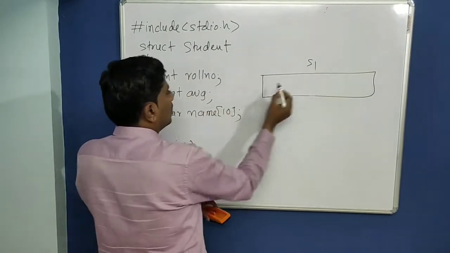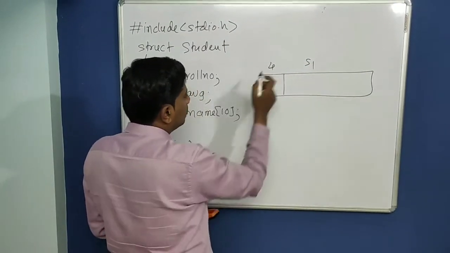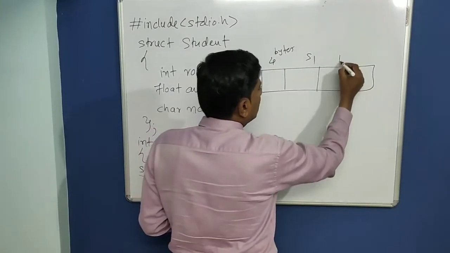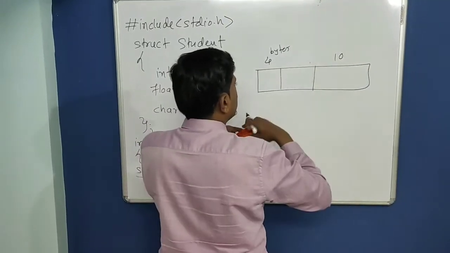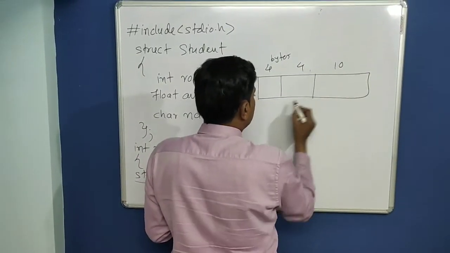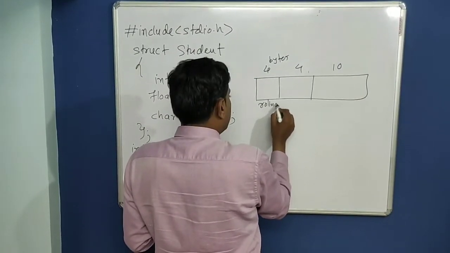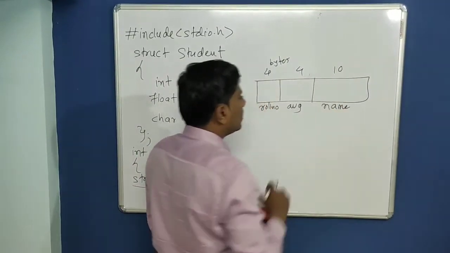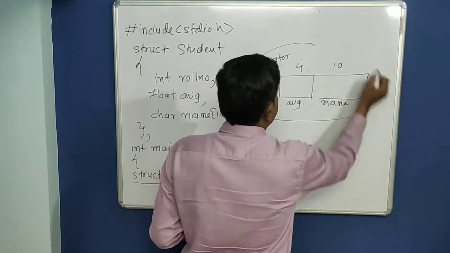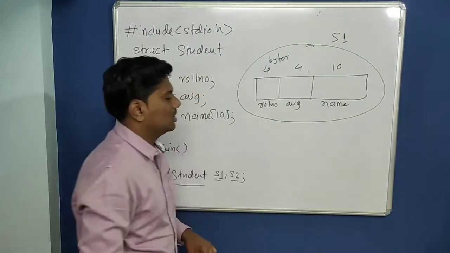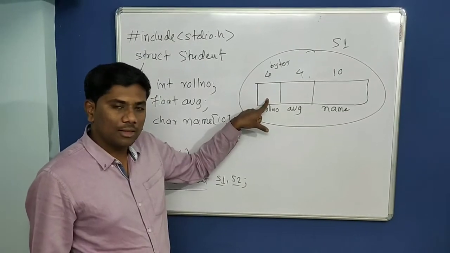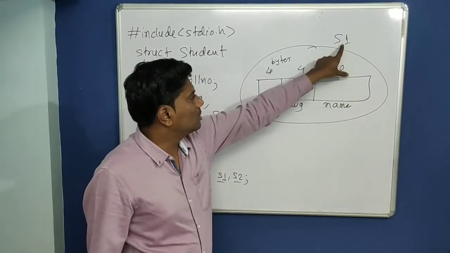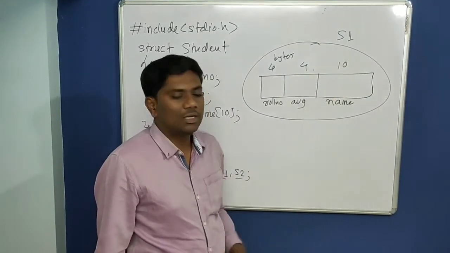So consider this is S1. See, roll number, suppose 4 bytes will be required for an integer, then average 4 bytes, and then 10 bytes for name. So consider this is the roll number, then average, and then name. This will be S1. Now to access this block, you should use the notation S1 dot roll number. To access this block, you should use S1 dot avg, and to access this block, you should use S1 dot name.